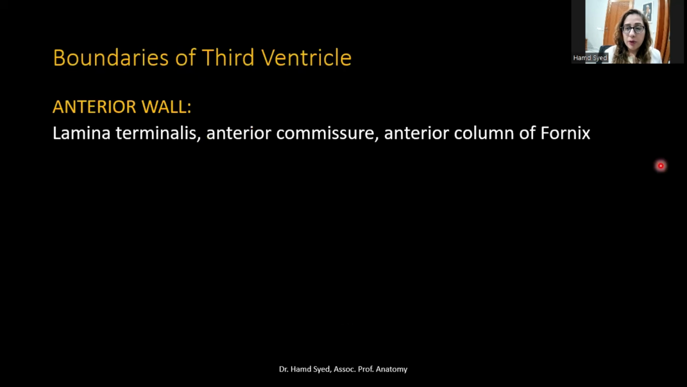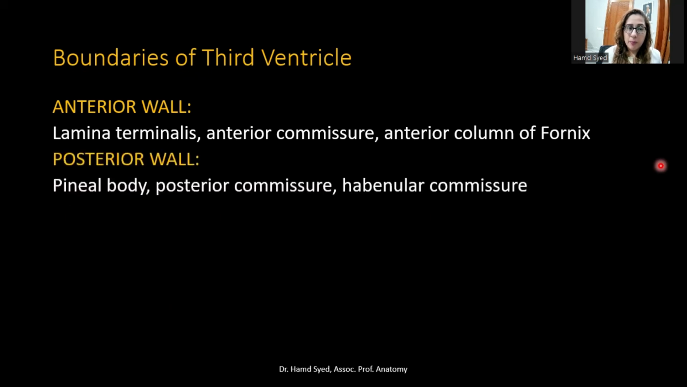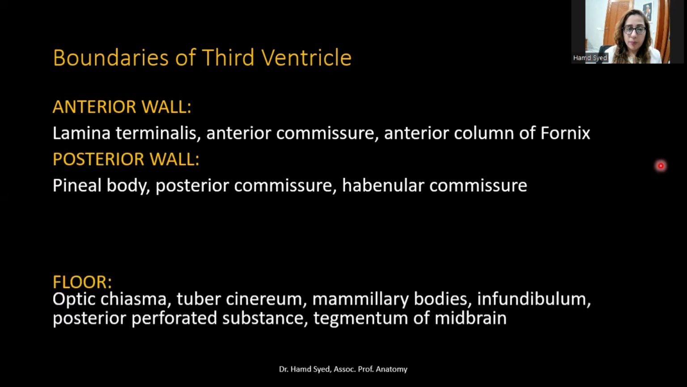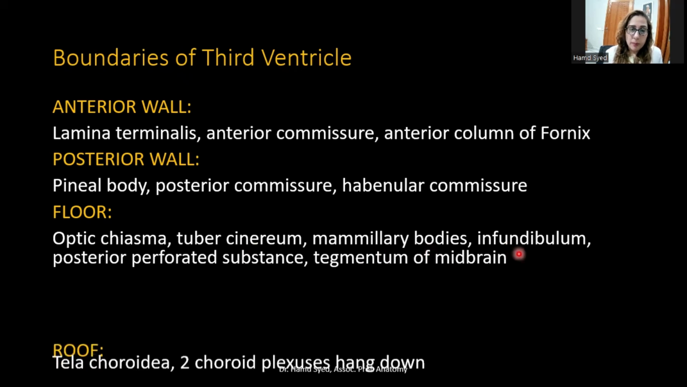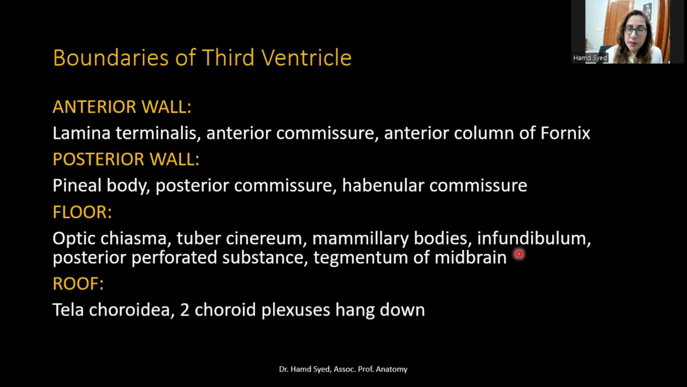The anterior wall of third ventricle is formed by lamina terminalis, anterior commissure, and the anterior column of fornix, whereas the posterior wall is formed by pineal body, posterior commissure, and habenular commissure. The floor is formed by optic chiasma, tuber cinereum, mammillary bodies, infundibulum, posterior perforated substance, and the tegmentum of midbrain, whereas the roof is formed by tela choroidea, and from there two choroid plexuses hang down.